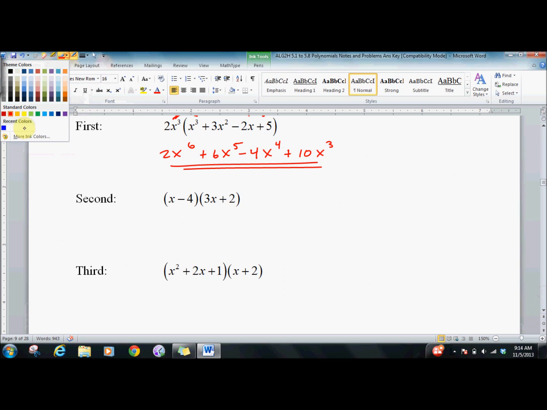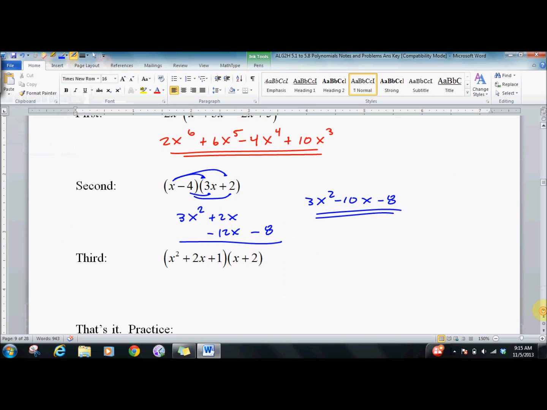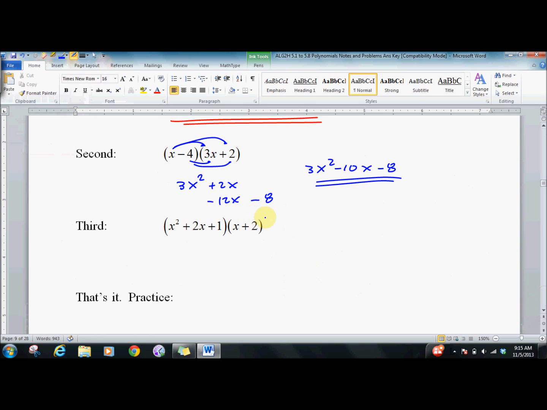That one's the simple distribution. Now it's what everybody called FOIL, but I just distribute it twice. On the top and on the bottom. 3x squared. And I like to do this trick. Plus 2x minus 12x minus 8. And then we add them together. Done. Usually like to put this term first. I think it'll make life a little bit easier, but it doesn't matter.